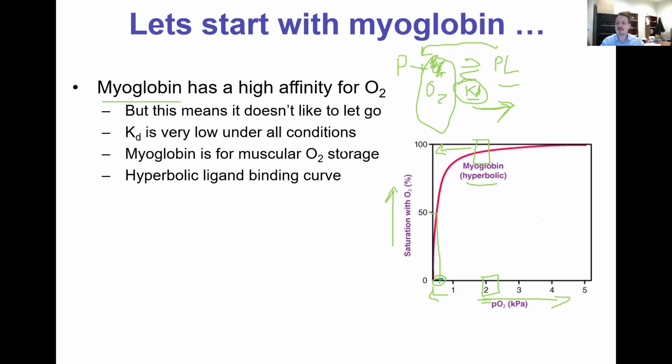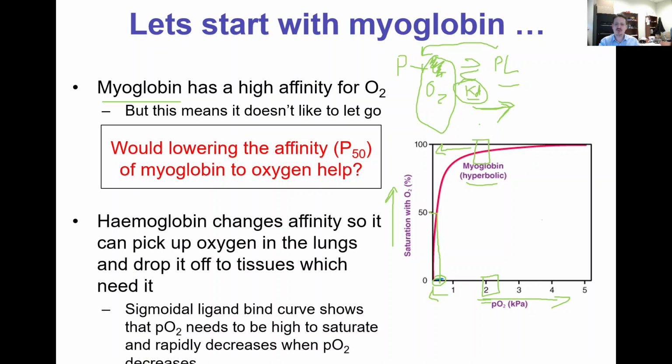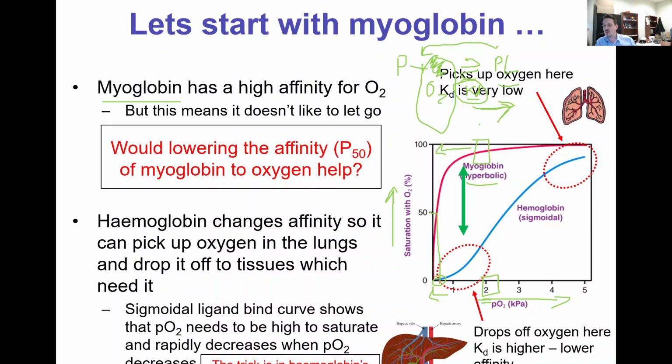If it had that problem, then it would not be able to release the oxygen. It would just hold on to oxygen and not let it go. And so what we need to do is lower the affinity. We need to actually change the Kd value to make it so that it will let go of the oxygen. What hemoglobin can actually do is change affinity, so that it has a sigmoidal curve, and so it will have a high affinity for oxygen in the lungs.